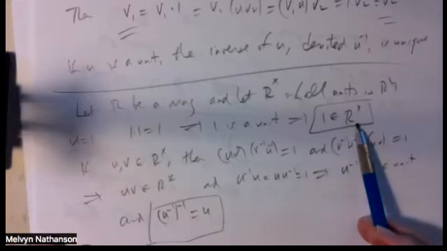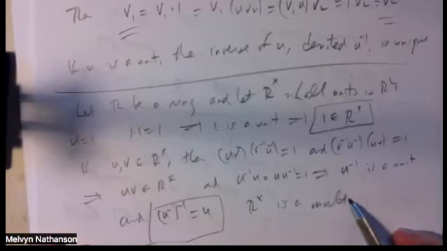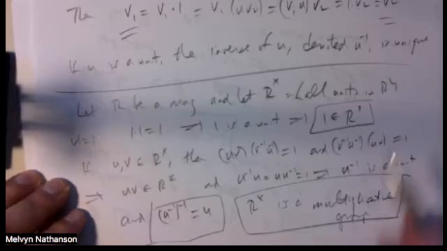So this set of units in a ring is closed under multiplication, contains the inverse of each of its elements, contains 1. So this is always a multiplicative group. So sitting inside of any ring is this object called the group of units.